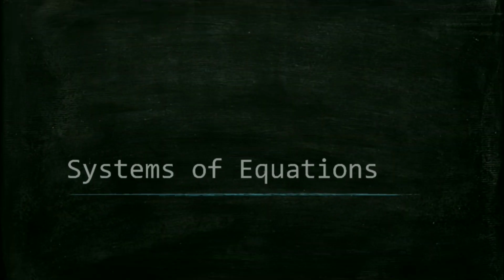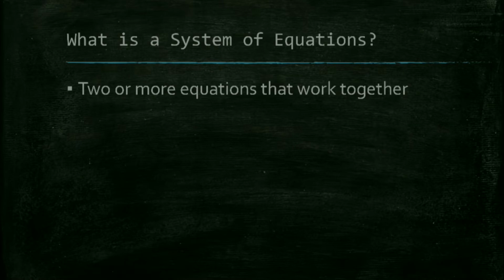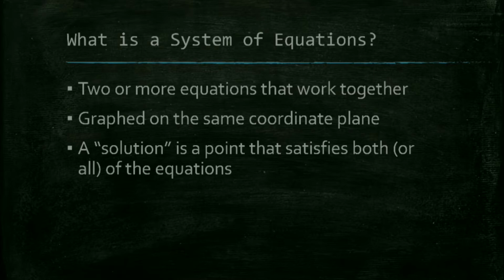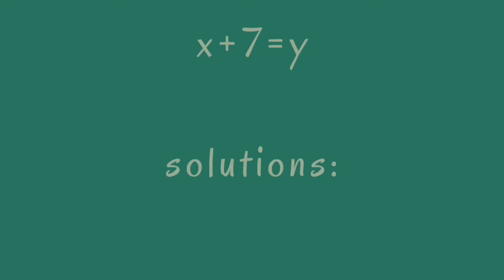Today we are going to be getting into our exploration of systems of equations. A system of equations is just a set of two or more equations that work together. Because they work together, we usually graph them on the same graph. When we talk about solutions of an equation, we are usually talking about an XY pair that satisfies the equation. Well, if we have two equations, then a solution needs to satisfy not one, but both of the equations.